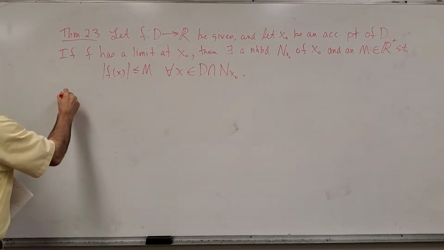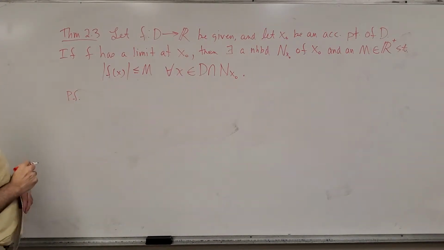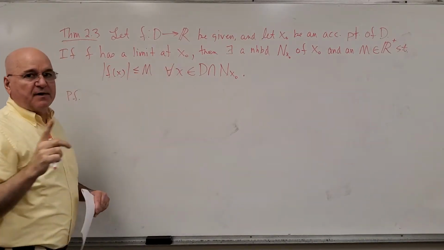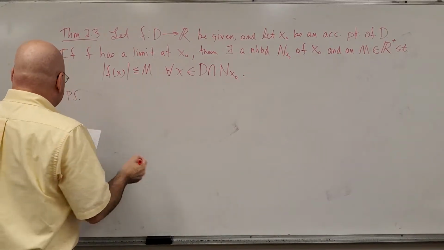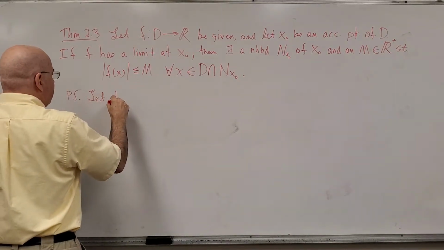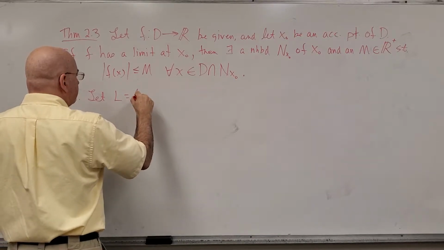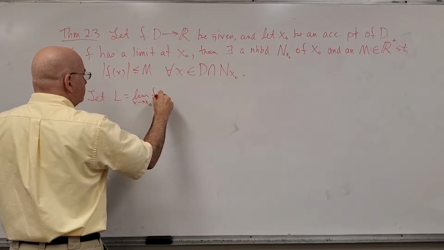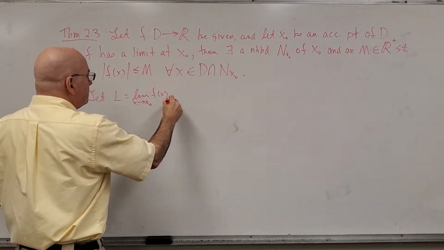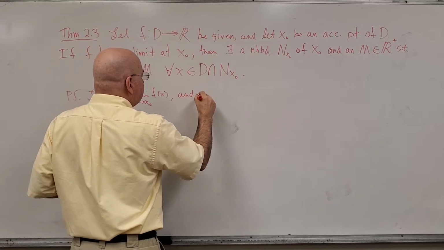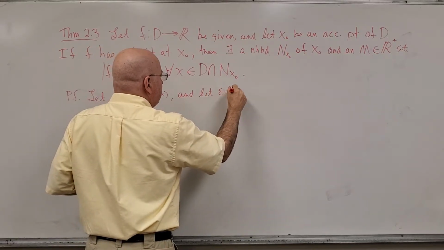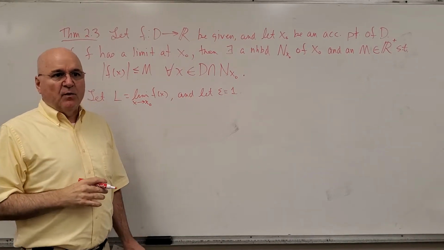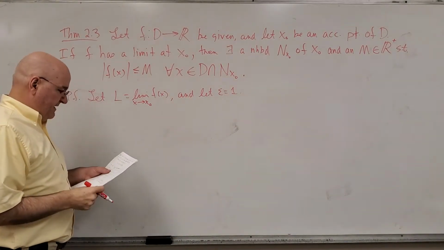All right, well, let's look at the proof. It's pretty short. Well, if f has a limit at x naught, that's what we're going to assume, let's call it capital L. Let capital L be that limit. And let epsilon equal the number 1, where any positive number would be fine. 1 is just a nice convenient number to pick.